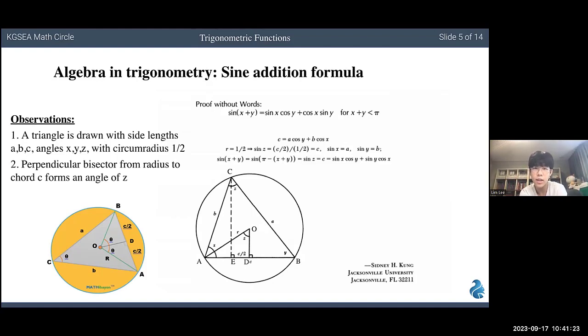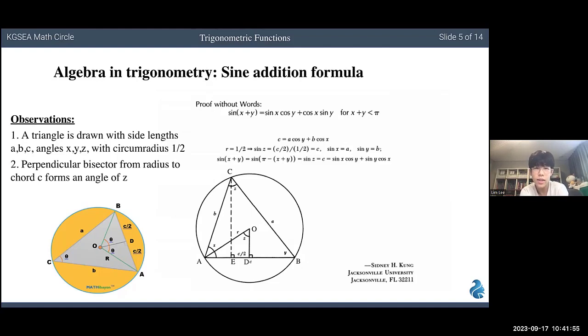The second line then states that sine Z is equal to C over 2 over 1/2, which is equal to C. And we can prove this by looking at triangle OAD. Sine Z is equal to DA over OA, which is equal to C over 2 over 1/2, calculated as C. Similarly, we can denote sine X as A and sine Y as B with the same methods.